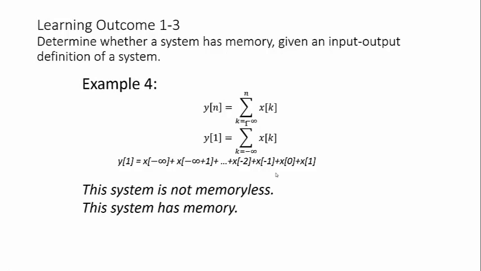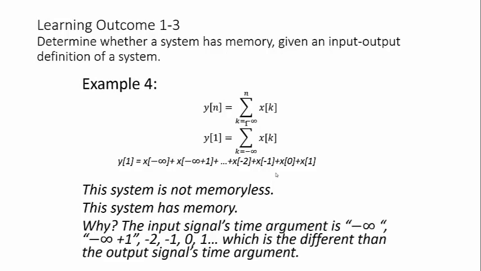Therefore, this system is not memoryless. This system does have memory. An answer could be that the input signal's time argument is negative infinity plus 1, negative 2, negative 1, 0, and 1, which are different than the output signal's time arguments. Again, why can you here use an example as part of your answer? Because an example can be used to disprove something, but not used to prove something. Because a positive proof has to hold for all time, and that's just way too many examples.